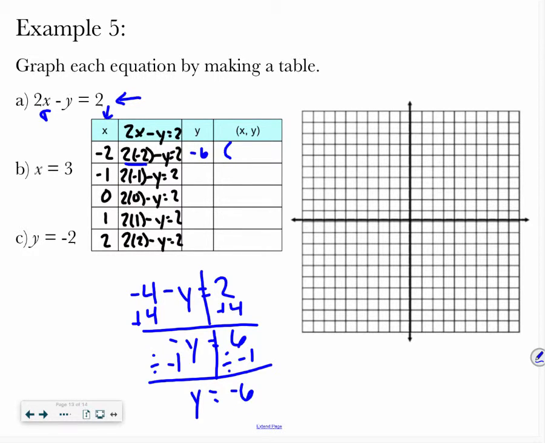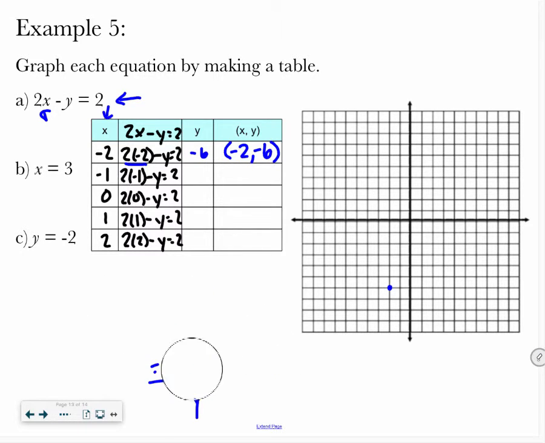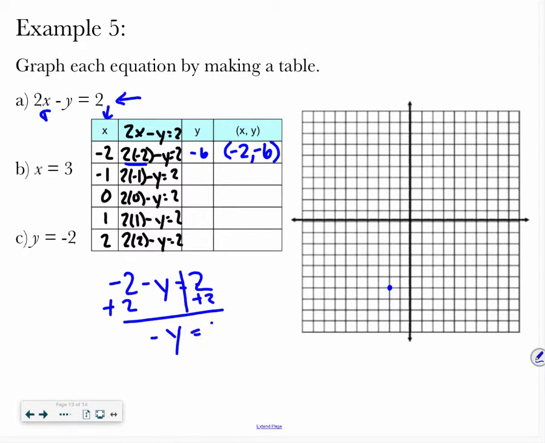That means my ordered pair to graph is negative 2, negative 6. So I can go left 2 and down 6. There's my first point. Now I plug in a negative 1. If I do that, I have 2 times negative 1, so I have negative 2 minus y equals 2. So again, if I add 2, I have negative y equals 4. Divide by negative 1. I have y equals negative 4. So I have negative 1, negative 4. I quickly plot that. I go left 1, down 4.